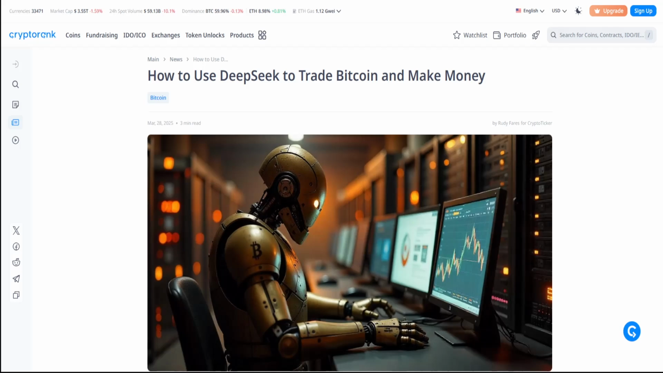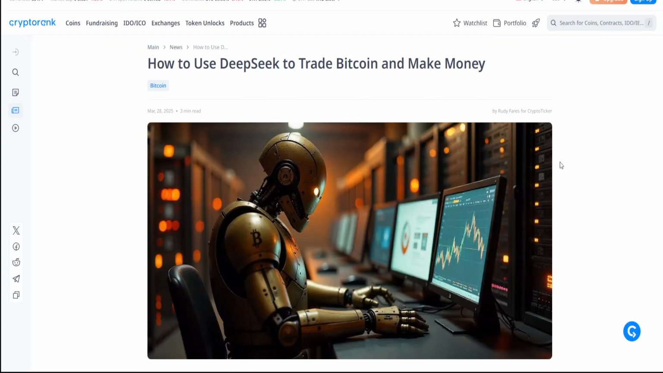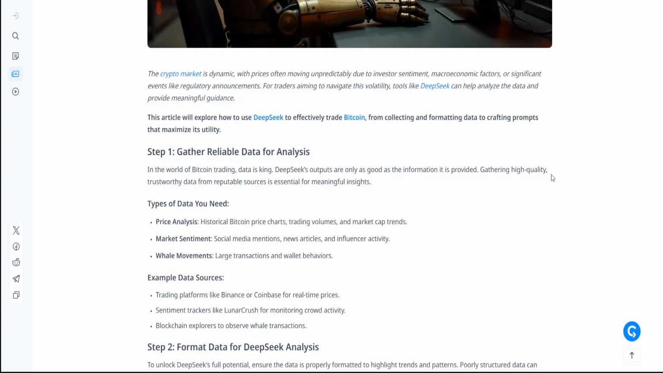How to use DeepSeek to trade crypto. So for example, you want to use DeepSeek to trade Bitcoin and then make some money. So what to do is first gather reliable data for analysis.